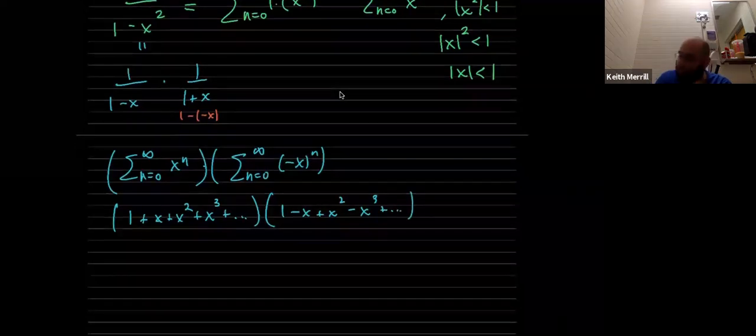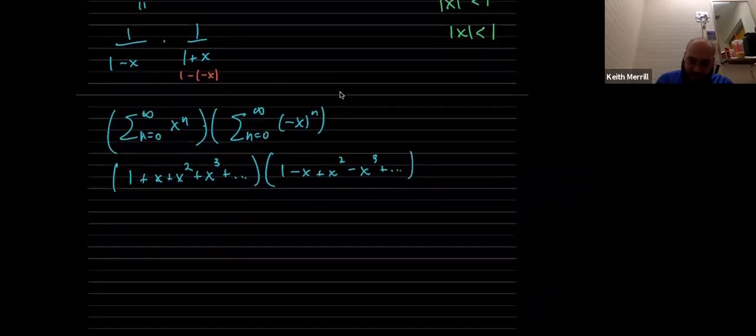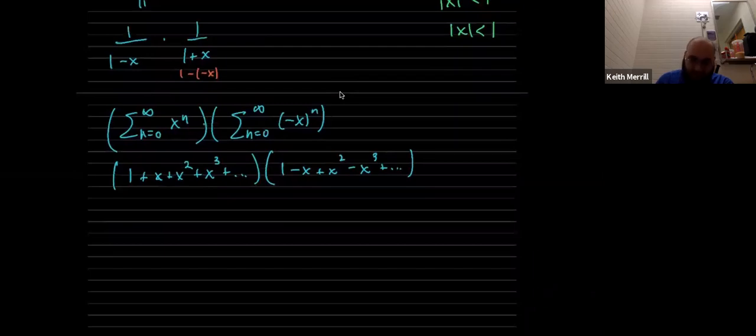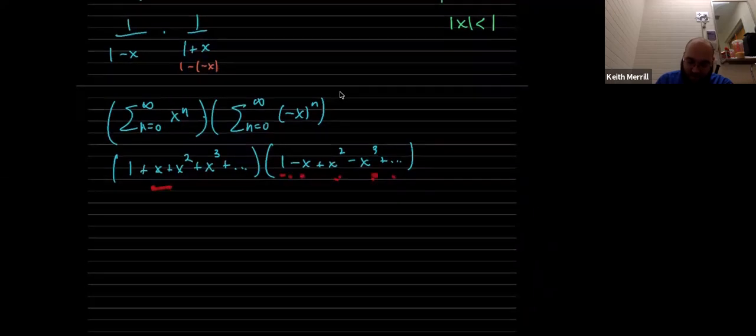Okay, so how are we going to multiply this together? Well, again, we just FOIL. So what do we get? It's going to be a little tedious. I'm going to take this term and multiply it by everything over here. Then I'm going to take this term and multiply it by everything over here. Then I'm going to take this term and multiply it by everything over here.